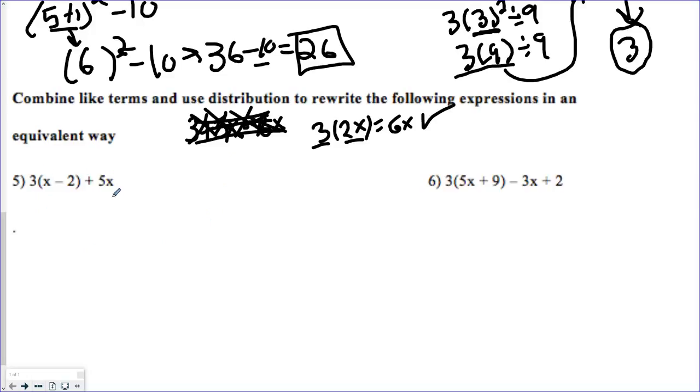Now, when you have something like this, it's kind of hard to simplify it because the first thing you do for order of operations is parentheses, right? Well, I can't do parentheses here because I can't do x minus 2. X minus 2 can't happen because, again, one is an x, one's a non-x.